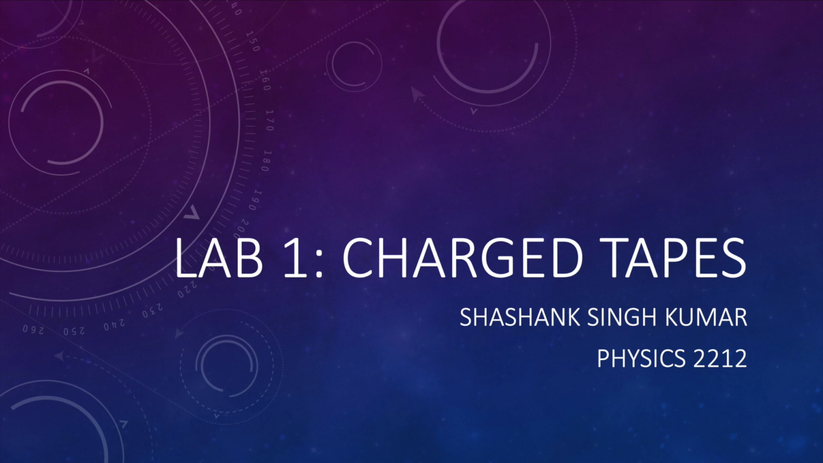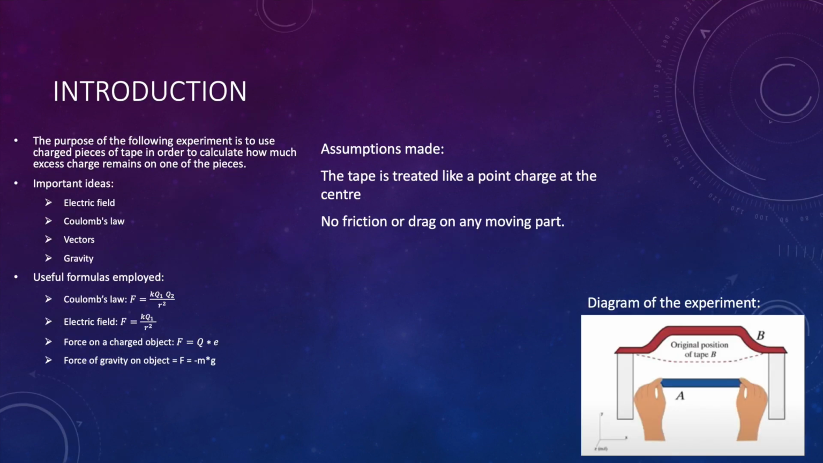my Physics 2212 class. The purpose of the following experiment is to use charged pieces of tape in order to calculate how much excess charge remains on one of the pieces. Important ideas that I have employed in this experiment include electric fields, Coulomb's law, vectors, and gravity. Useful formulas that I have employed include the formula for Coulomb's law, as shown on the PPT, the formula for the electric field, the force on a charged object, and the force of gravity on an object.